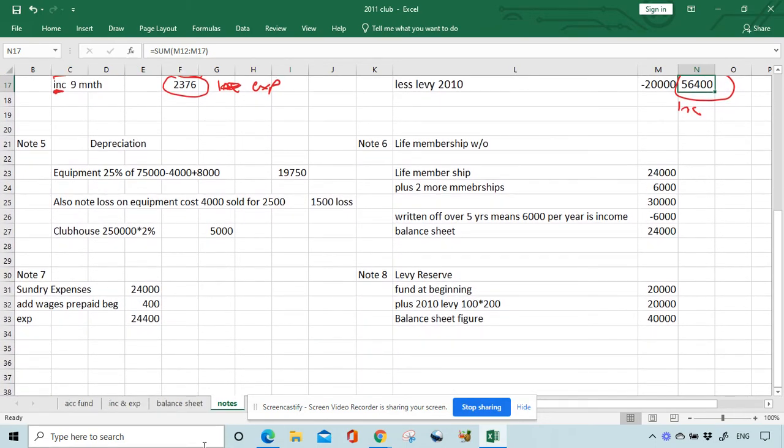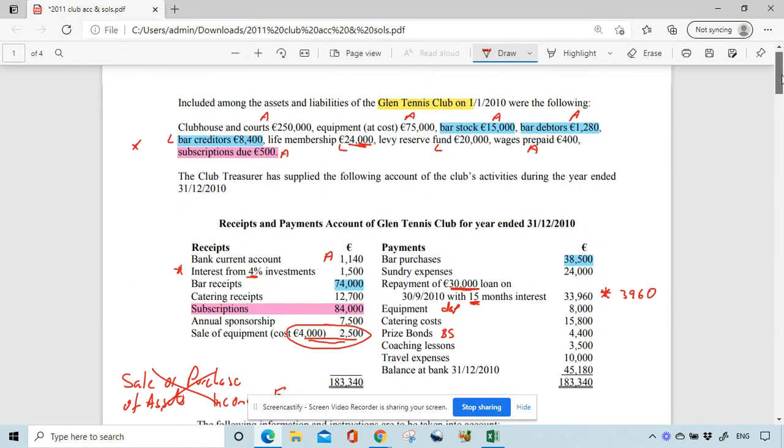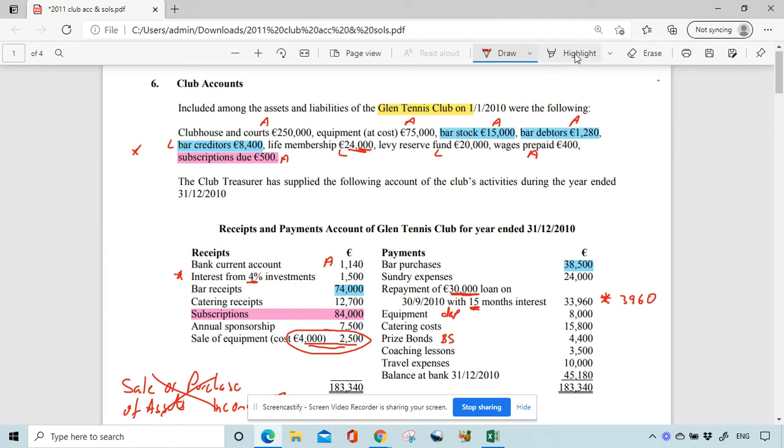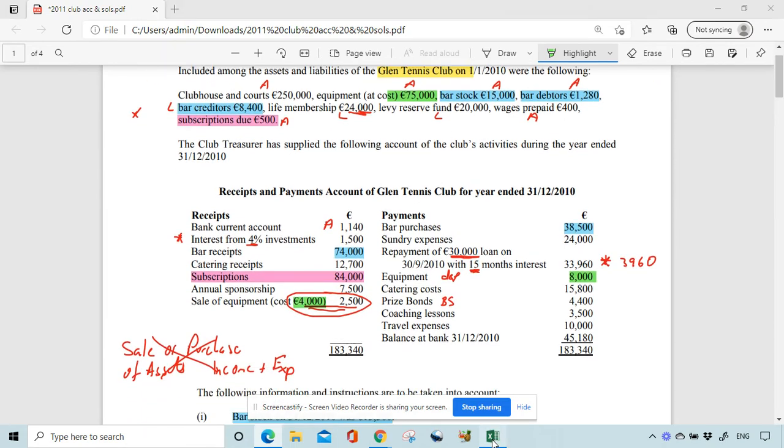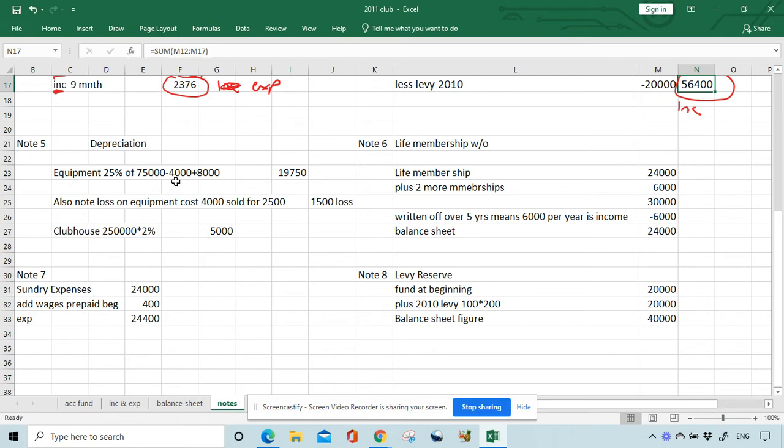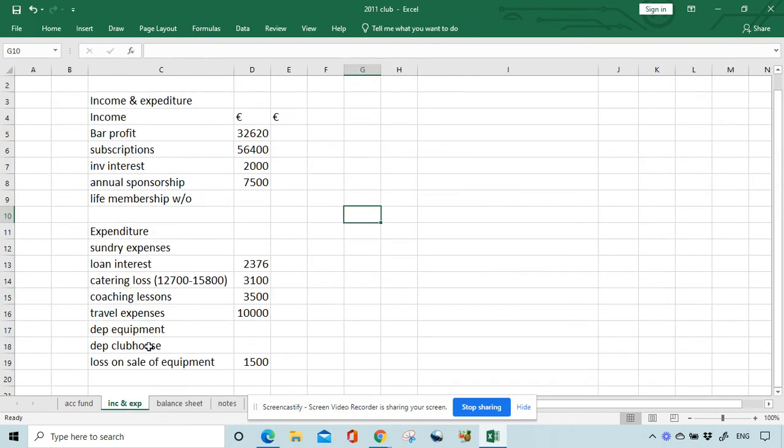So first of all, equipment. Let's look at the question. We have equipment up the top of 75,000. I'm going to highlight this in green. We sold 4,000 worth of equipment, and we bought 8,000 worth of equipment. So the depreciation is based on 75,000, take away 4,000 plus 8,000, and it's 25% of that, which is 19,750. That's an expense, and it's also a balance sheet figure.